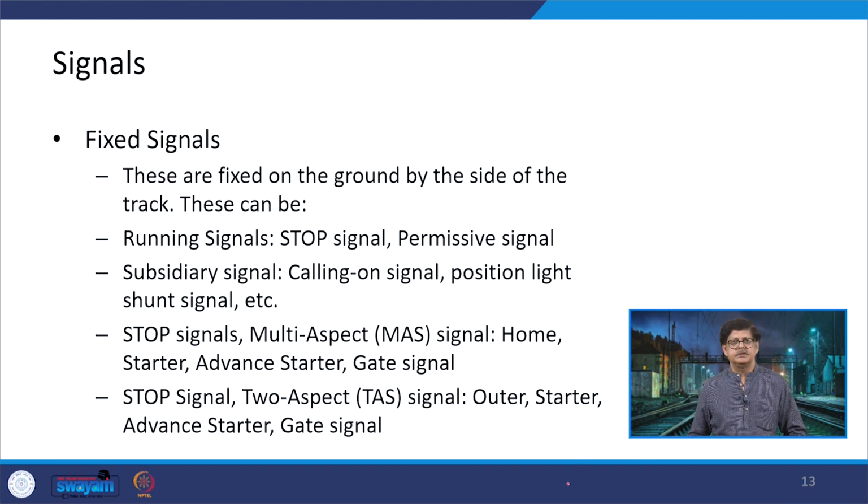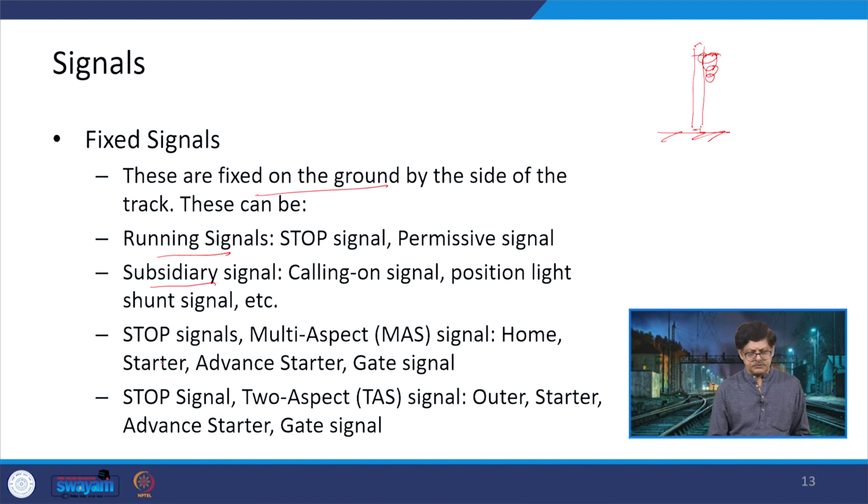Now, these fixed signals, by the name itself, it tells that they have been fixed at some post. So, if this is a post, then at this post somewhere the lights are being provided. So, they are fixed on the ground by the side of the track. They can be running signals like a stop signal or permissive signals. We already talked about it, and there can be another category which is a subsidiary signal like calling on signals, position light shunt signals, etc.